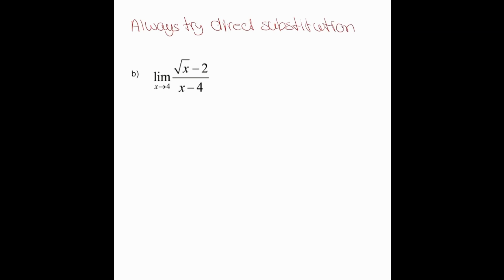Okay, so we're going to try direct substitution for the limit as x approaches 4 of root x minus 2 over x minus 4. So by direct substitution, I have the root of 4 minus 2 over 4 minus 4. I'm seeing a problem already. So I end up with 0 over 0, and again, this is undefined.